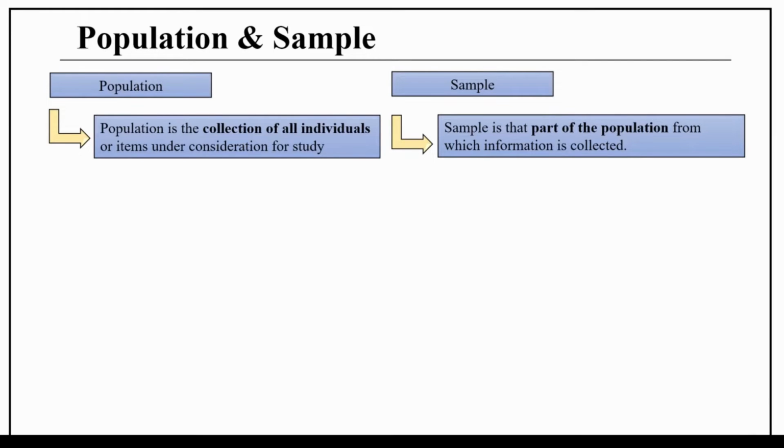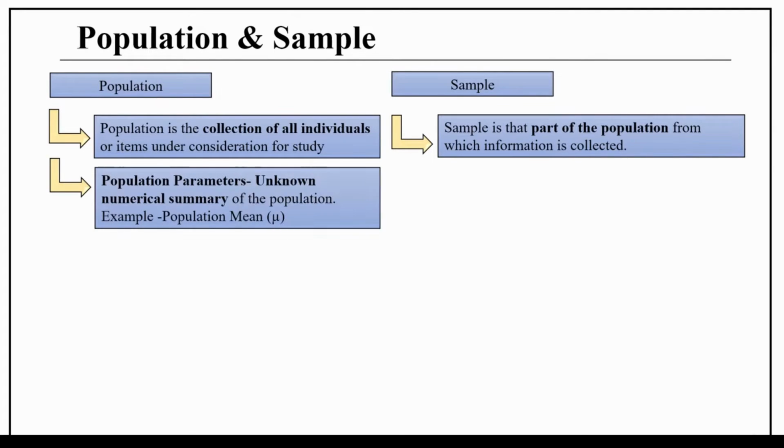Now we have understood the concept of population and sample, so we also need to understand how to describe or explain the features of population as well as sample. For this, parameters, or we can say population parameters, are used to describe the features of population, and it is defined as a numerical summary of population. The examples of parameters are population mean and population standard deviation.